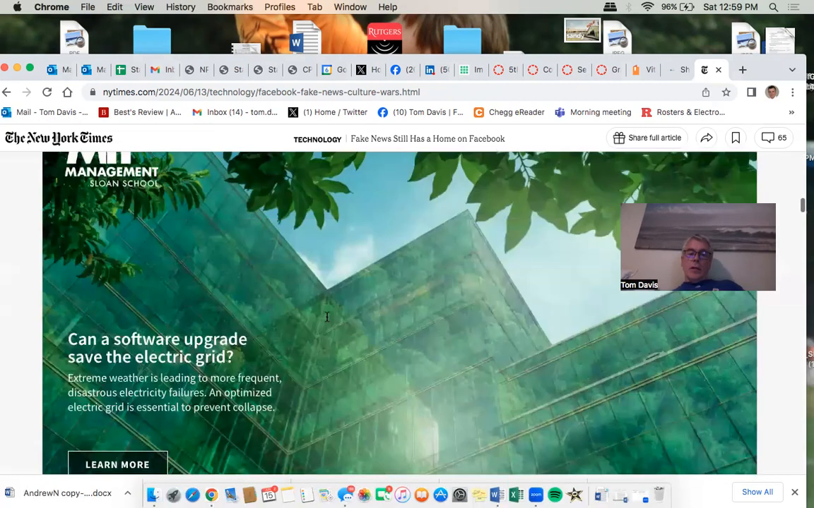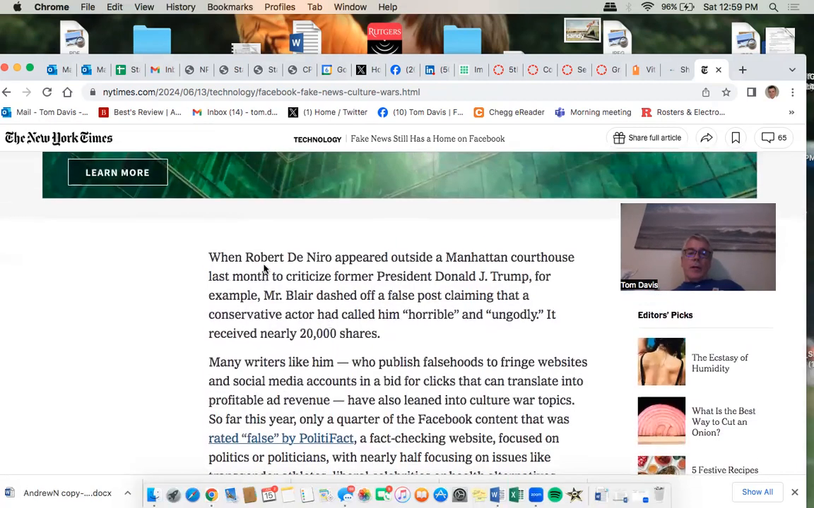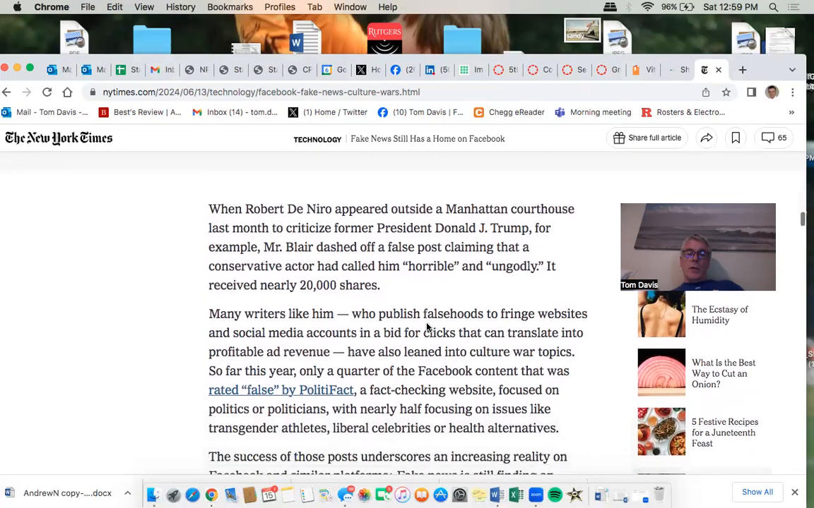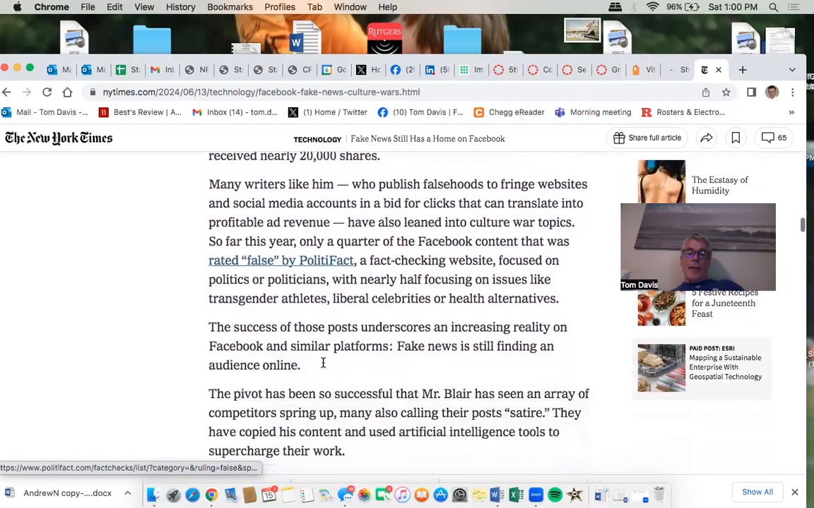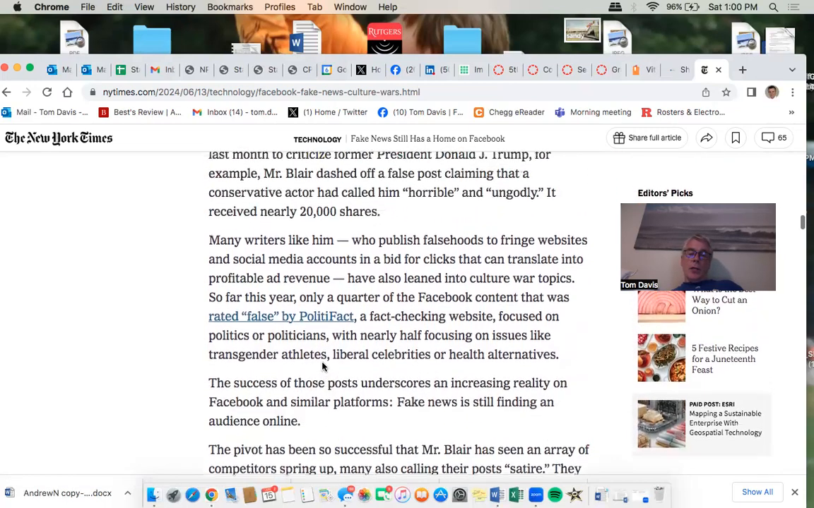Okay, like right here it says, when Robert De Niro appeared outside of Manhattan courthouse last month to criticize Donald Trump, for example, Mr. Blair dashed off a false post claiming that a conservative actor had called him horrible and ungodly. It received 20,000 shares. Many writers like him who publish falsehoods to fringe websites have also leaned into cultural war topics. So he's doing that in a way to make it seem so ridiculous to mock them.